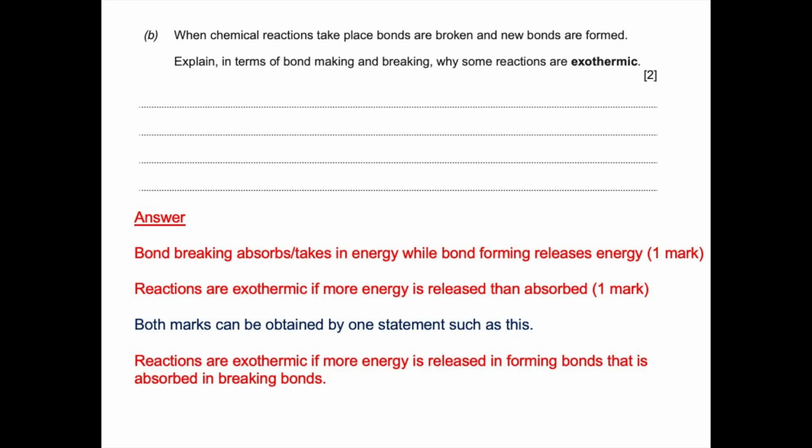So when answering this question, if you explain that bond breaking takes in energy and bond forming releases energy, you get a mark for that. And if you explain that reactions are exothermic because more energy is released on forming the bonds than was absorbed or taken in to break the bonds of the reactants, you get a mark for that. And you can get both marks by a single statement. If you said reactions are exothermic if more energy is released in forming the bonds than was absorbed in breaking the bonds, you would get both marks for that.